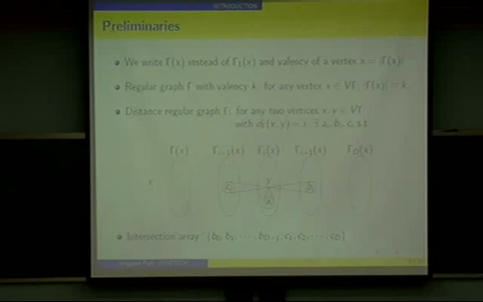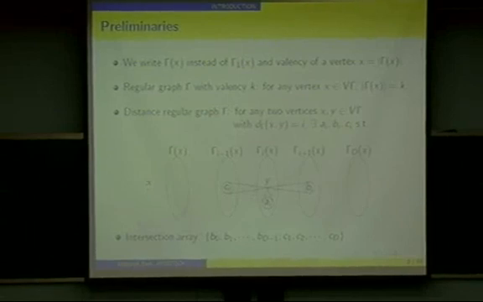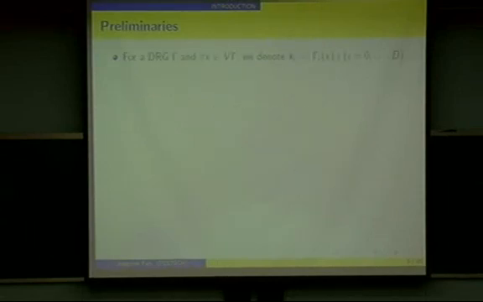We also call the numbers a_i, b_i, c_i intersection numbers, and the array of intersection numbers like this: b_0, b_1, up to b_{d-1}, c_1, c_2, up to c_d is called the intersection array. For a distance regular graph gamma and a vertex x, we denote k_i as the cardinality of gamma i x. And a graph is called bipartite if the vertex set can be partitioned into two parts, V1 and V2, such that every edge has one end in V1 and one in V2.